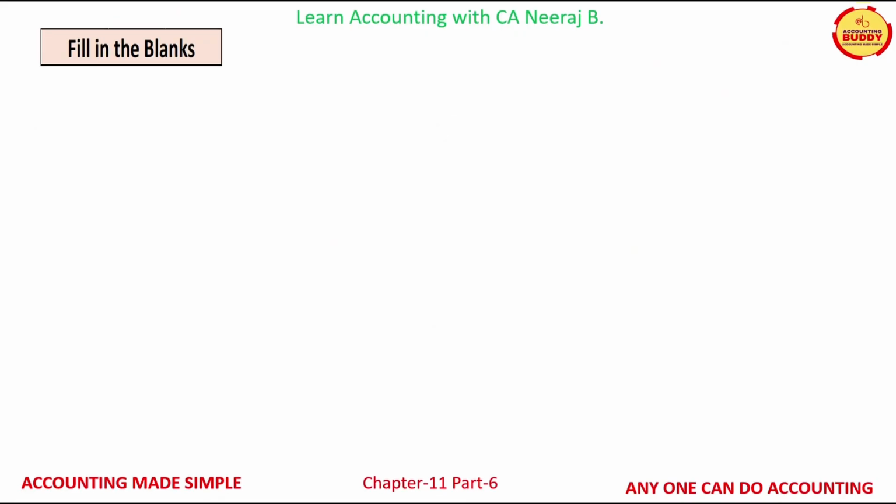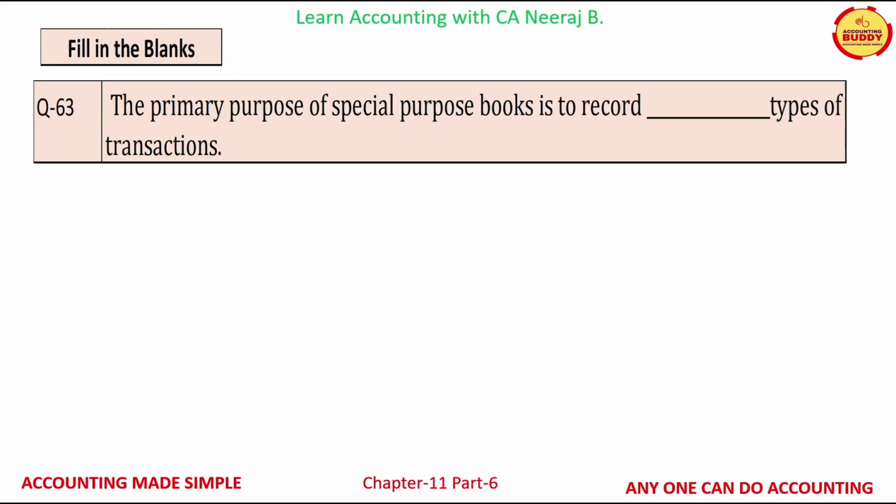In this section, we will take up fill in the blanks question and answers. Question number 63: the primary purpose of special purpose books is to record dash type of transactions. And the correct answer is repetitive type of transactions.